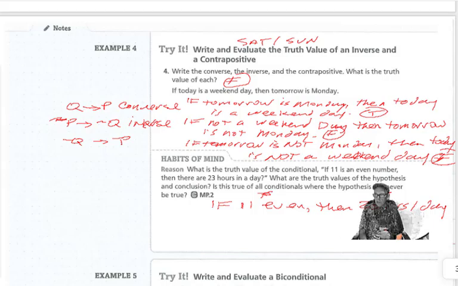So is this true of all conditionals when the hypothesis can never be true? Like this is a totally false statement, because there are not 23 hours in a day. But what if it said, if 11 is even, then there are 24 hours in a day? The 11 even part would still be false, but this part would be true because there are 24 hours in a day. So we could possibly look at that as a true statement, because it's saying that there are 24 hours in a day, and this first part just doesn't even apply.